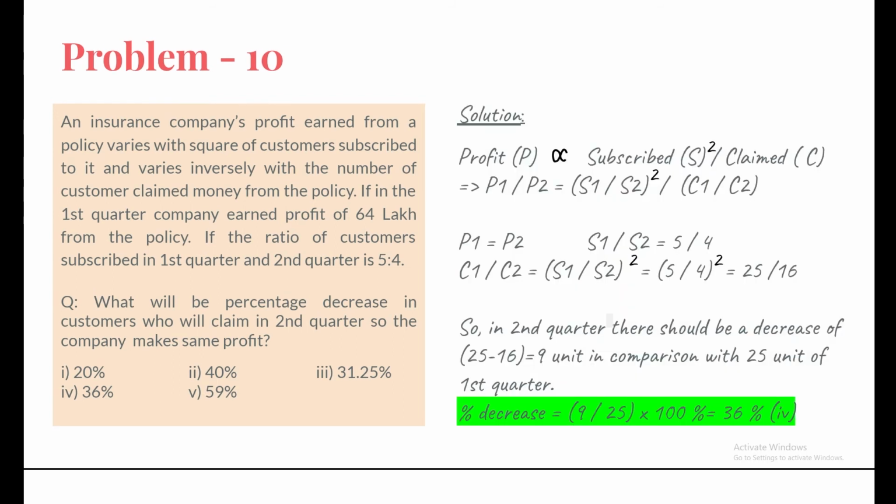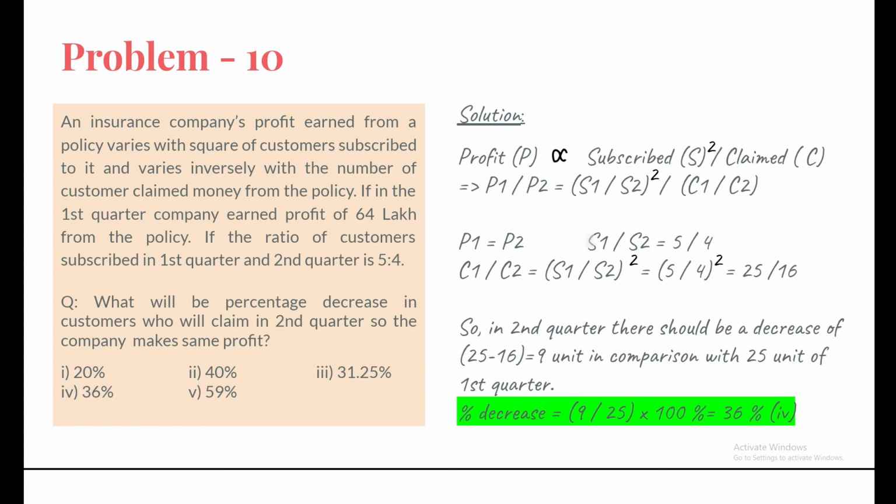Now here is the solution. The profit is proportional to the square of subscribed and inversely proportional to claims. Now for the first quarter and second quarter, if we are trying to get a ratio of profits, that will be P1 by P2, and for the new subscribers it will be S1 by S2. For the claims it will be C1 by C2. Now if the profit is same, that means P1 equals P2. So the new equation will be C1 by C2 equals (S1 by S2) square.